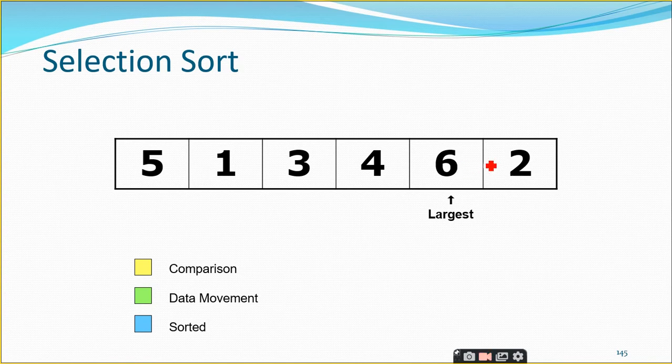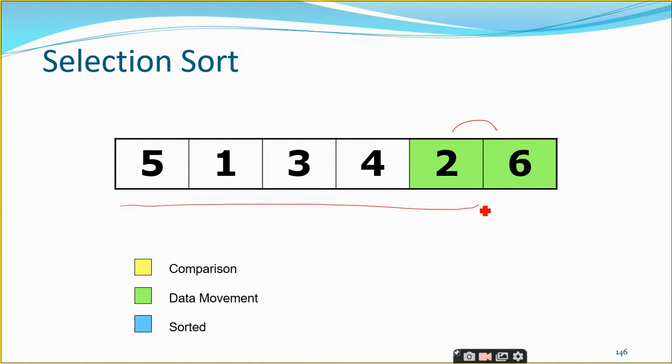What you have to do? You have to swap this largest element with the last element. Why? Because you have to put the largest element as the rightmost element. So, this is what happens here. You are going to swap these two elements. Now, you can see here 5, 1, 3, 4, 2. This will be the unsorted array and this will be the sorted array.